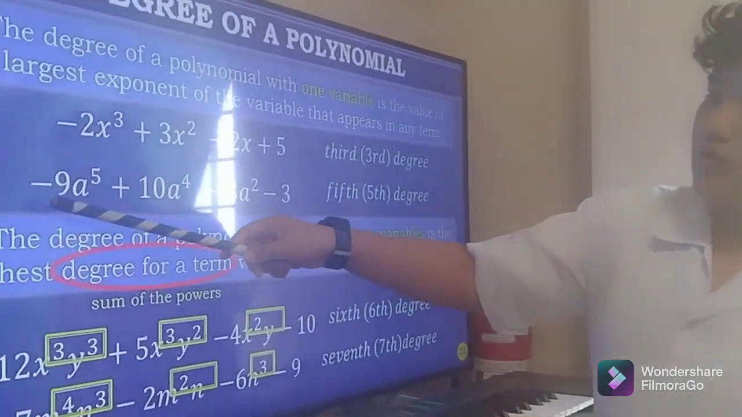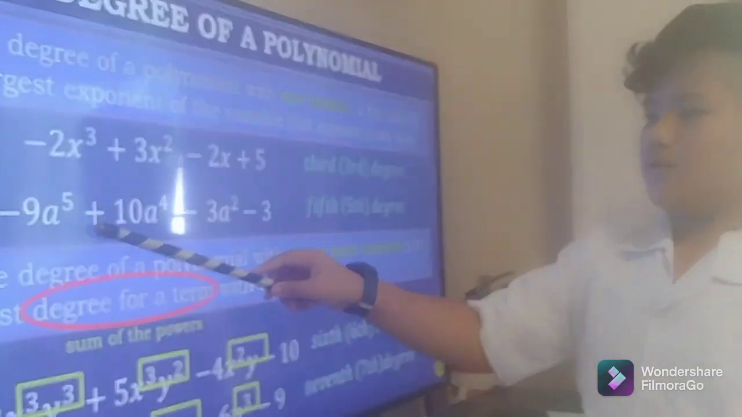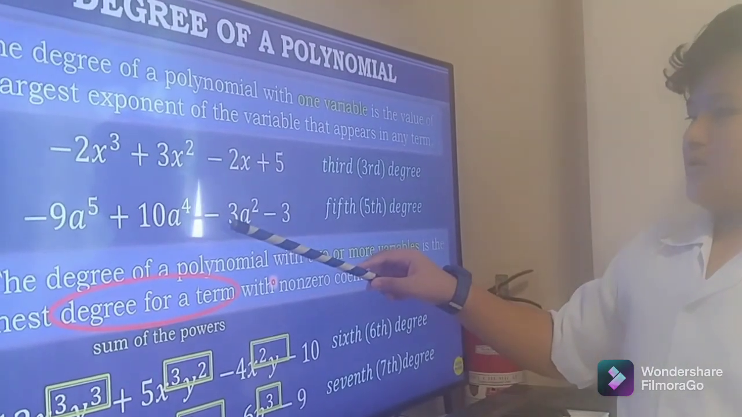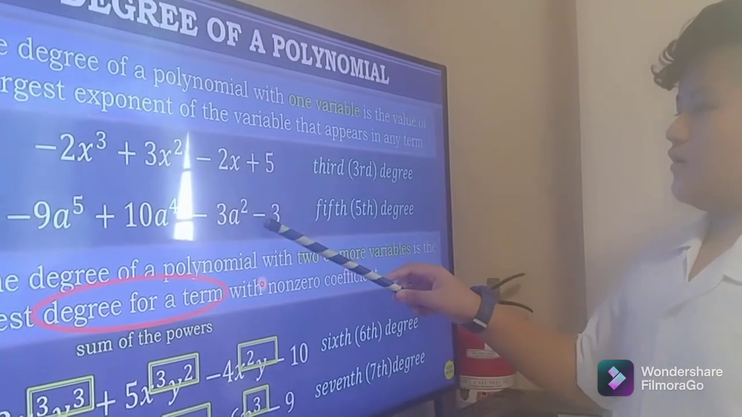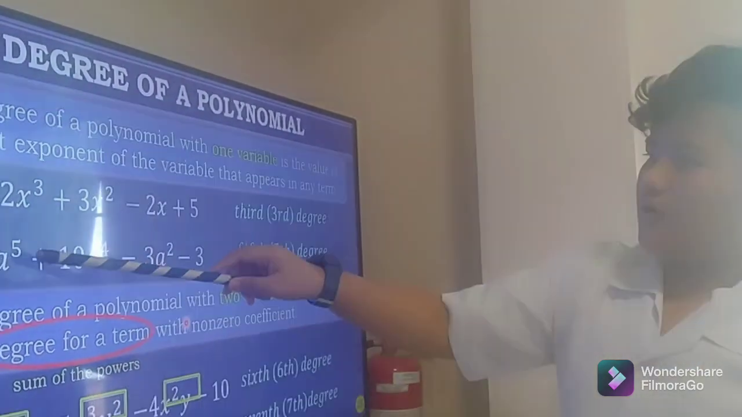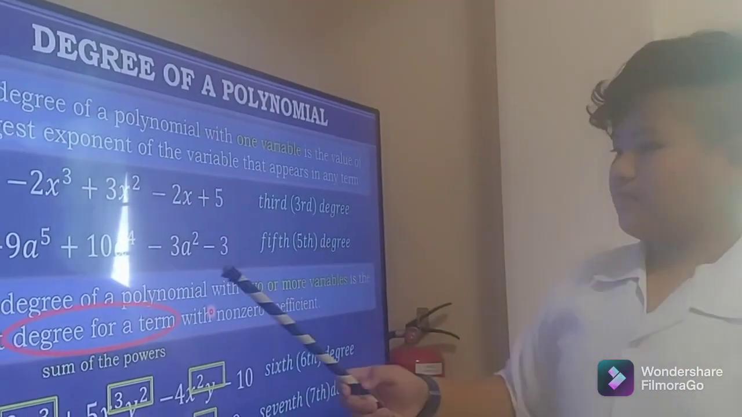Second example: negative 9a to the fifth power plus 10a to the fourth power minus 3a squared minus 3. The largest exponent of the variable is 5. So the degree of the polynomial is fifth degree.